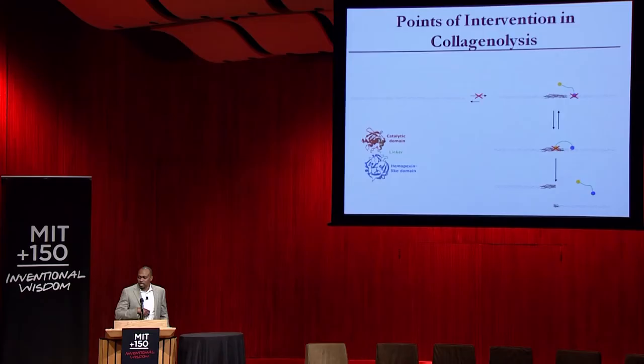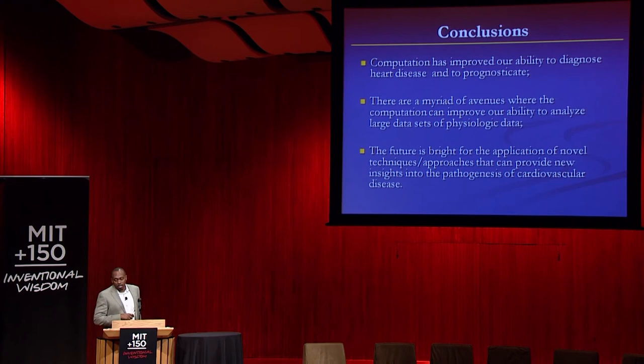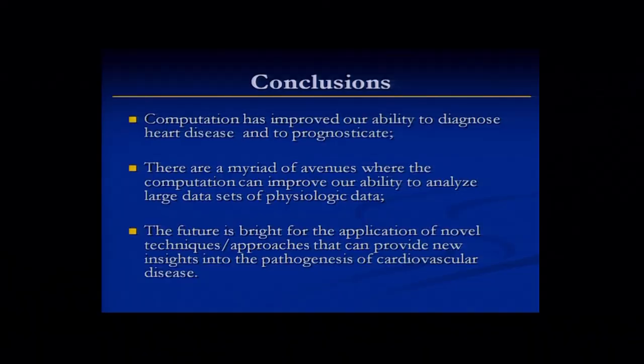And so I think that computation has a role in helping us understand these things at a very high resolution. I know that I'm out of time, so I'll just close very quickly. Computation has improved our ability to diagnose heart disease and to prognosticate. There is a myriad of avenues where computation can improve our ability to analyze large data sets that have prognostic value. And lastly, novel techniques, including molecular simulations, to look at the movement of small molecules under conditions near physiologic, can provide new insights into the pathogenesis of cardiovascular disease. And I won't take up any more time.